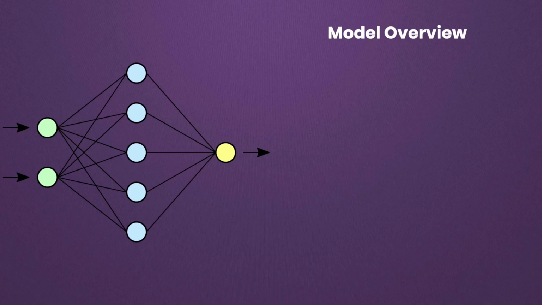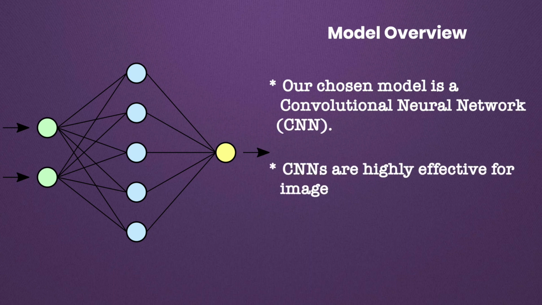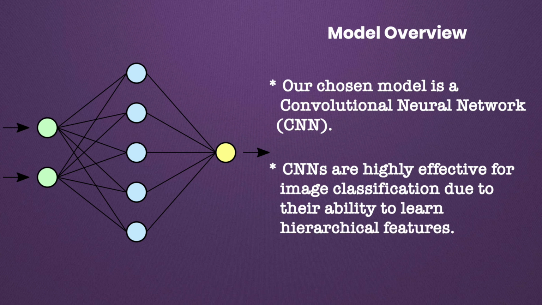We will examine the role and significance of different layers within the model, including convolutional, pooling, and fully connected layers. Model overview. Our chosen model is a convolutional neural network, CNN. CNNs are highly effective for image classification due to their ability to learn hierarchical features.